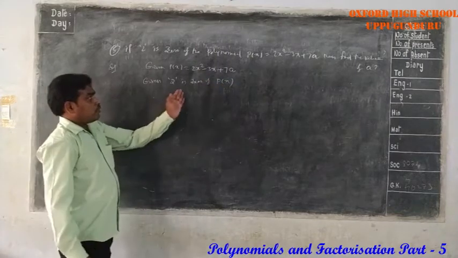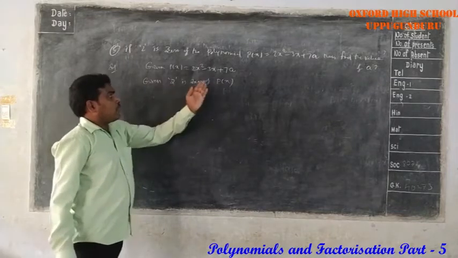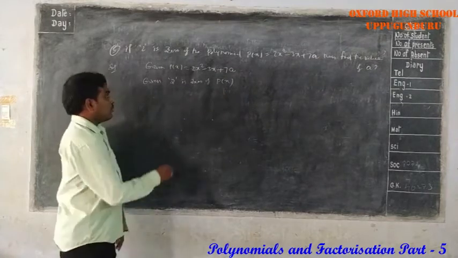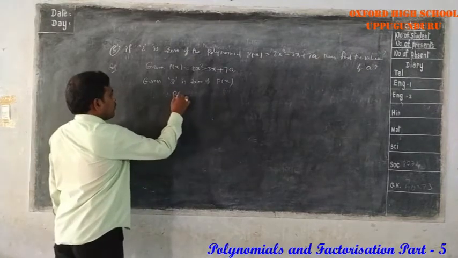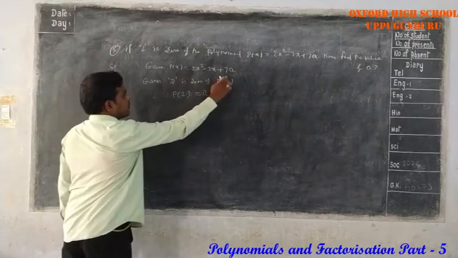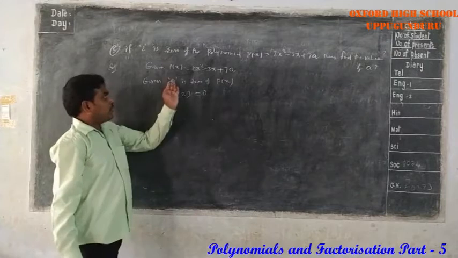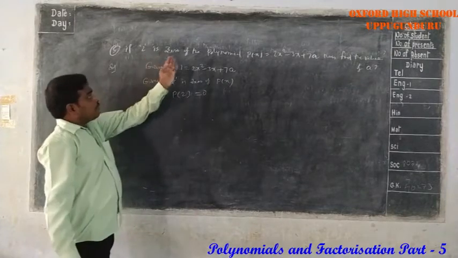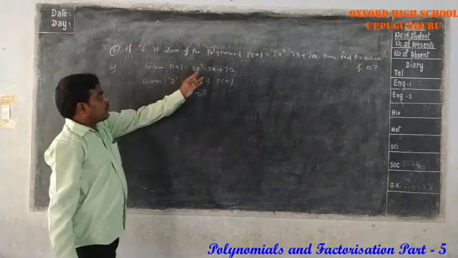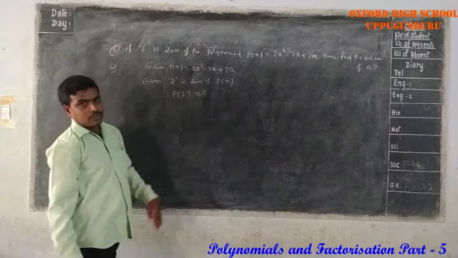If any value is 0 of a given polynomial, it means when you replace that value in the given variable, the value of the polynomial becomes 0. Therefore, p of 2 equal to 0. In place of x, when you replace 2, this polynomial value becomes 0. Already they gave 2 is 0 of the polynomial, which means p of 2 equal to 0. So in place of x, you have to substitute 2, and equate that value to 0.